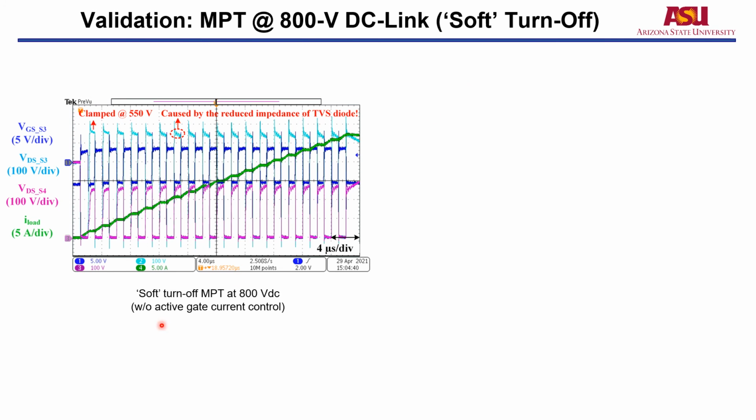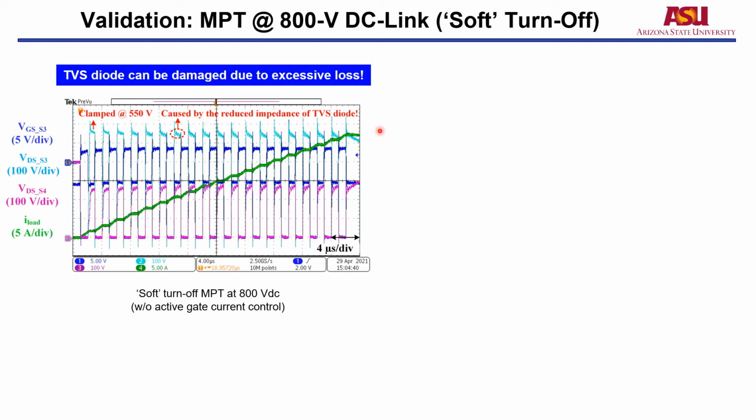Next is the validation. We conducted the multiple pulse test at 800 volt DC link. This is for the soft turn-off scenario. We can see that without the active gate current control, we have severe voltage imbalance for every pulse. The TVS diode has to sustain the voltage imbalance, the overvoltage energy. So as the pulses go on and on, the slope becomes more severe. This is caused by the reduced impedance of the TVS diode. If no active gate current control is implemented, the TVS diode can be damaged due to excessive loss.